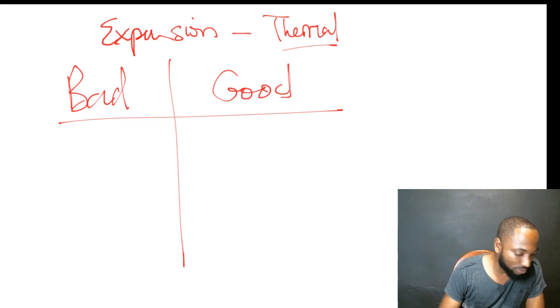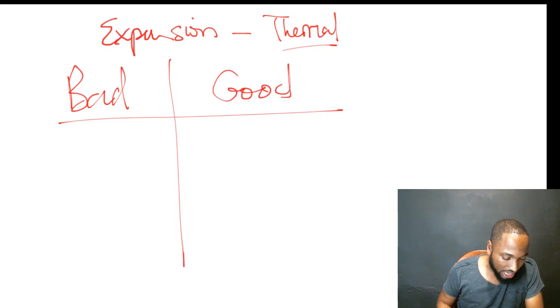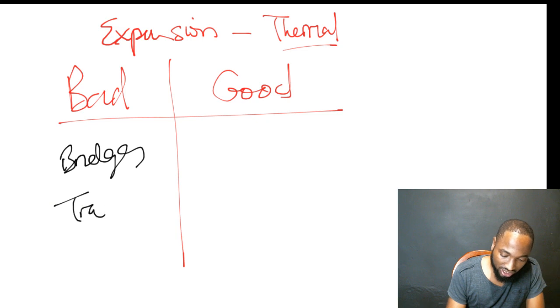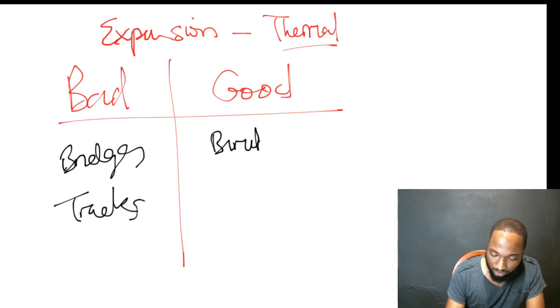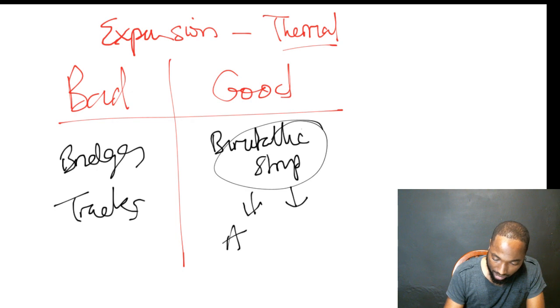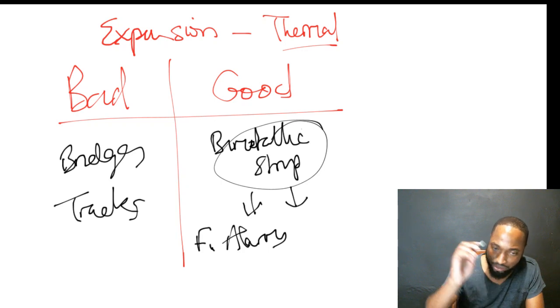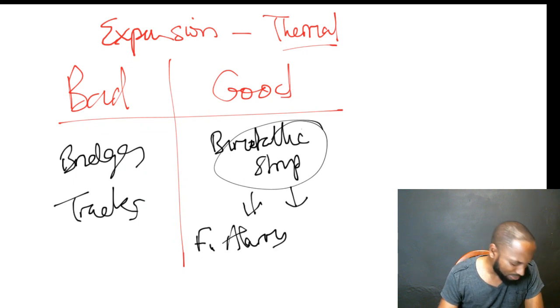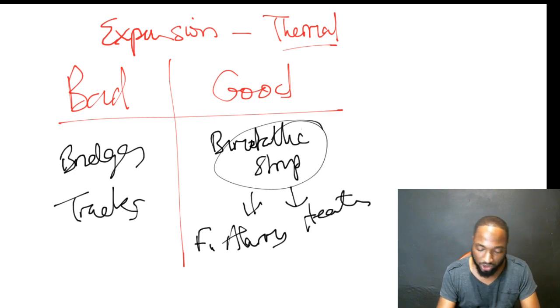Alright, so the bad would be like in bridges again, train tracks, anything like that. You'll need to try and avoid that by putting in expansion gaps. So we have the bridges and tracks, and the good where it will be used is the bimetallic strip, and you need to understand the principle of the bimetallic strip. This is used in things like fire alarms. Sorry about my handwriting, it's not much I could do about that with this thing. When I get my new iPad, everything will be better. Bimetallic strips: fire alarms, and the next thing, the heater. Alright, so the thermostat.